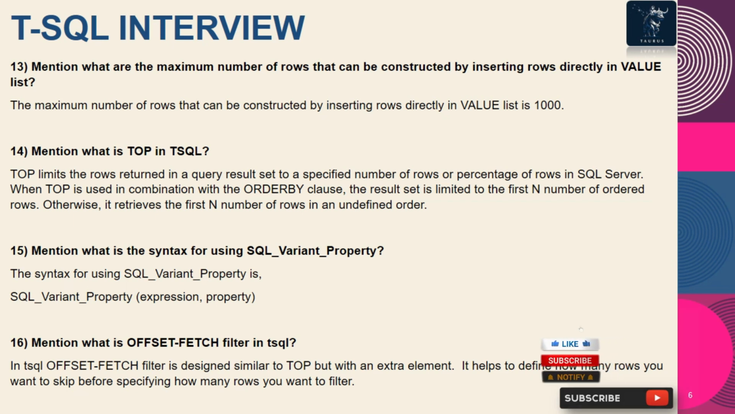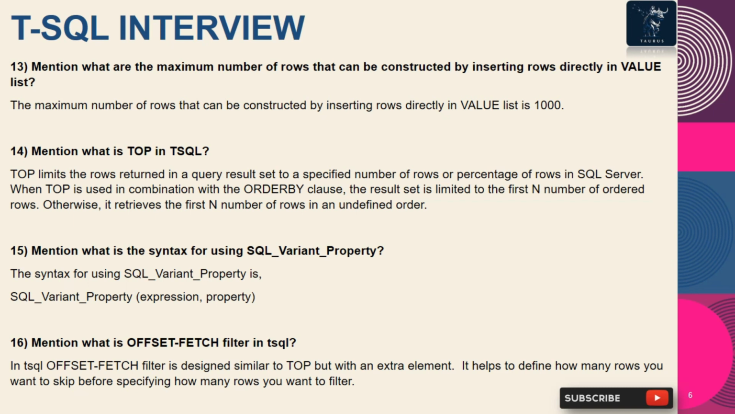14. Mention what is TOP in T-SQL. TOP limits the rows returned in a query result set to a specified number of rows or percentage of rows in SQL Server. When TOP is used in combination with the ORDER BY clause, the result set is limited to the first n number of ordered rows. Otherwise, it retrieves the first n number of rows in an undefined order.